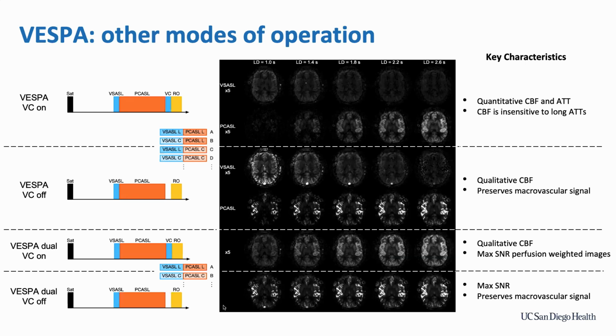Next we have VESPA dual, which is these last two rows. Rather than varying the labeling and control conditions differently for the two contrasts, velocity selective and pCASL, we can alternate them together. This only gives us one contrast, but it has maximum SNR since the two contrasts are combined. We can either get maximum SNR perfusion weighted images by using the vascular crushing module, or if we turn off the vascular crushing, we can preserve the macrovascular signal.